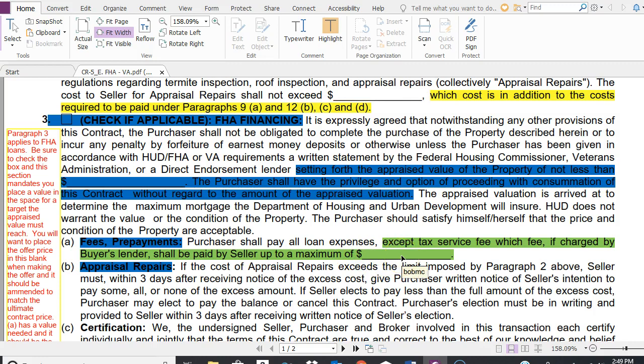If you represent the buyer, understand that you should do some research and just find out what that would be from the lender. Say, hey, what would be your tax service fee? so I can put in a legitimate amount in there. Because if you put a maximum amount, let's say you put $300 in there, it's only going to be $45.